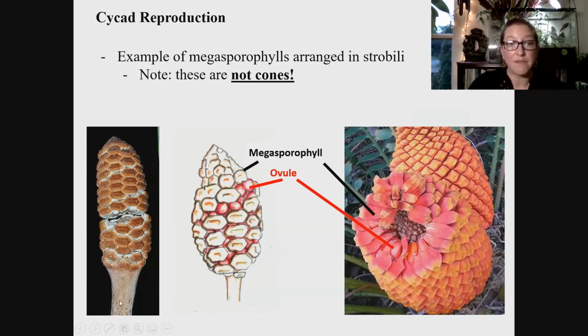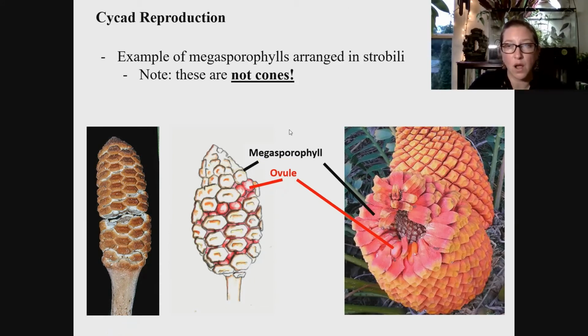So this is that same female Strobilus I showed you on the previous slide, right here. And then this is a drawing of it. Each of these almost looks like an oyster cracker, those crackers that you put in soup. Each of those things is a leaf, or a megasporophyll, and there are ovules on each one. It's harder to tell over here, but each of these reddish things is a leaf, and there's a little reddish ovule right there on this leaf.